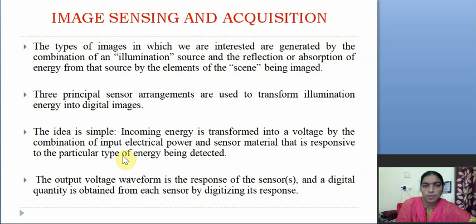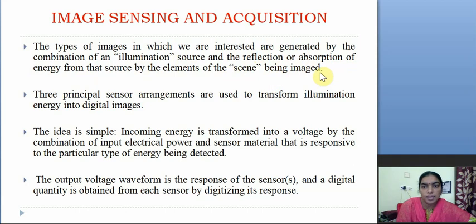Now the topic is image sensing and acquisition. That means here we will see how we sense an image and how we can acquire an image by using sensors. The types of images in which we are interested are generated by the combination of an illumination source and the reflection or absorption of energy from that source by the elements of the scene being imaged.